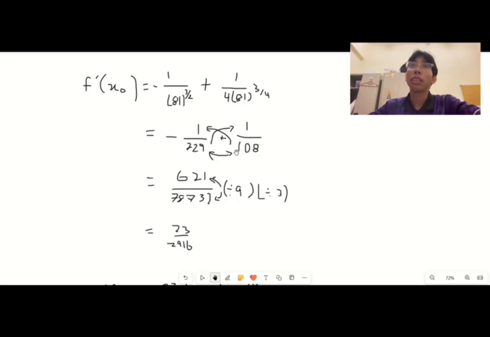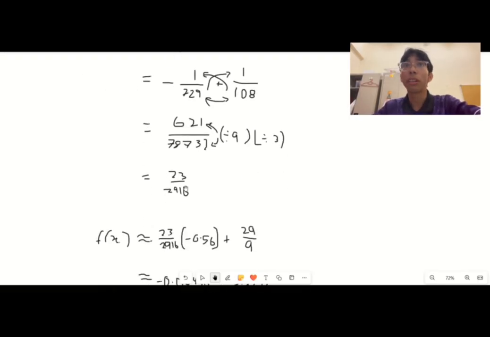The next step is I basically take the denominators and multiply them with the other numerator. So 729 times 1 and 108 times negative 1. Then adding them up, I get 621. And then multiplying both 729 and 108 to get the denominator 78,721. And then dividing by 9 and 3 on both numerator and denominator, I get 23 over 2,916.